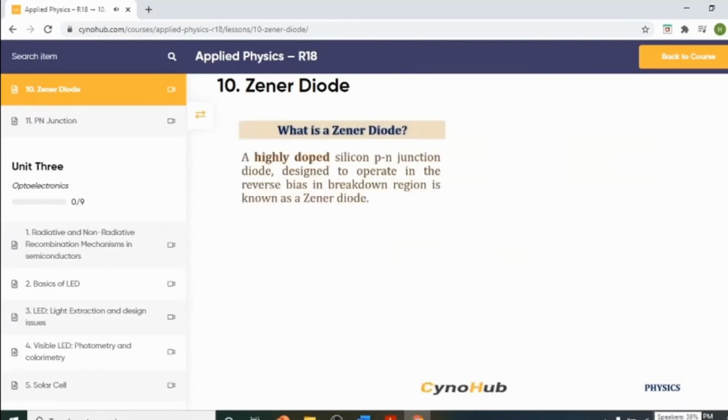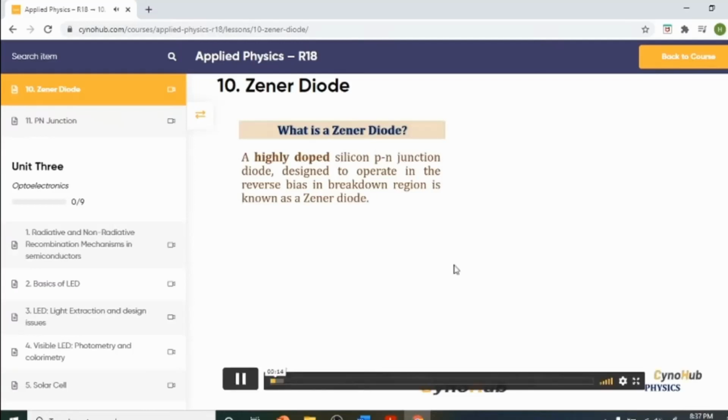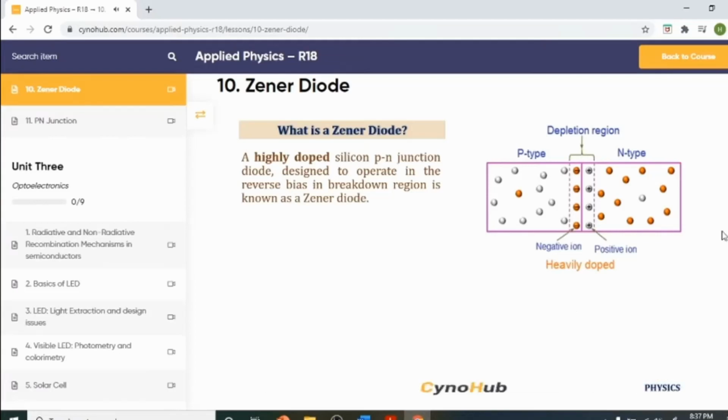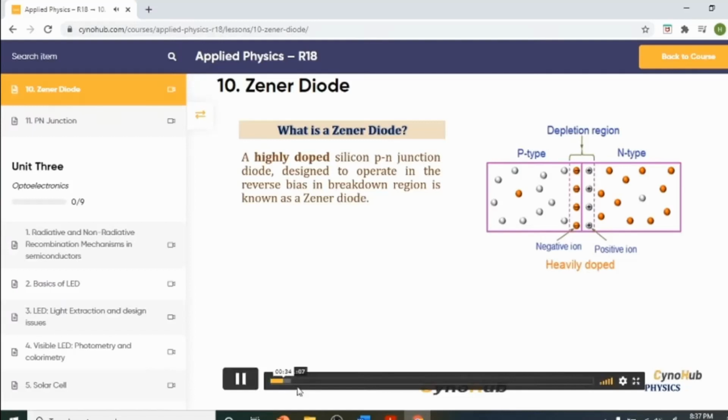A heavily doped silicon p-n junction diode designed to operate in the reverse bias breakdown region is what we call a Zener diode. The entire explanation of this one would come. This is how it appears. You would have an idea about the difference between the Zener diode and the normal p-n junction diode, what the doping concentration is, and how it would be on both sides of the junction.